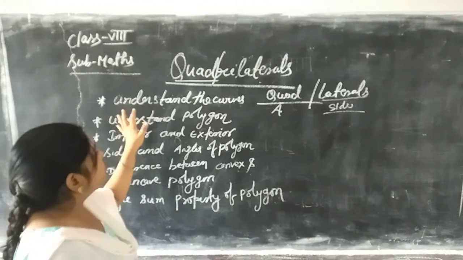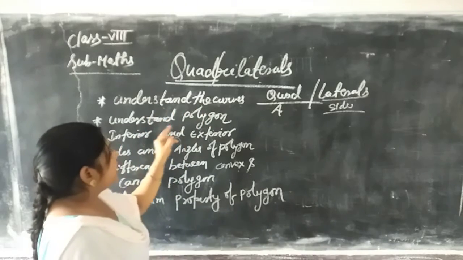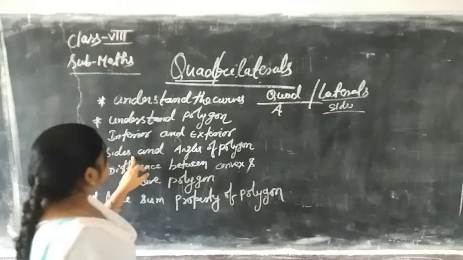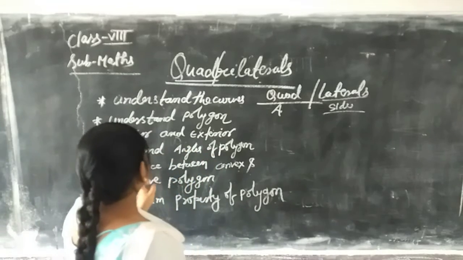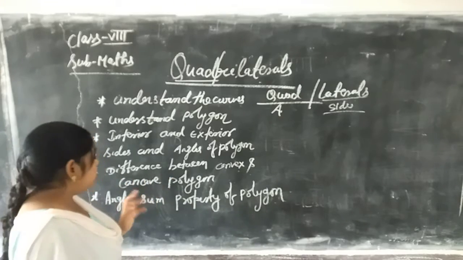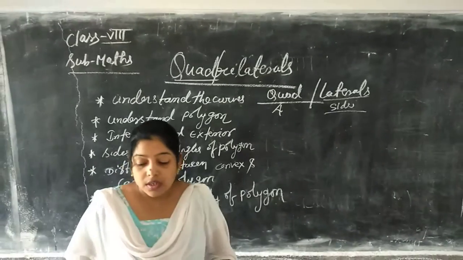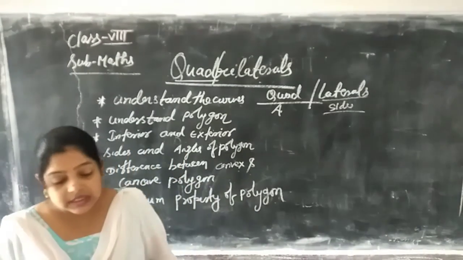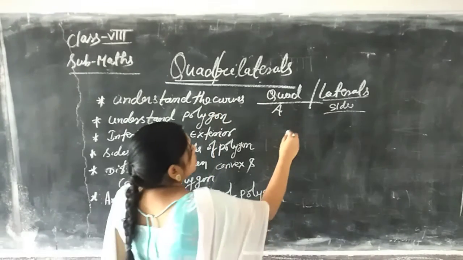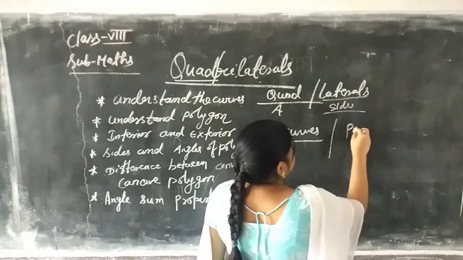So next we start the topic, with some overview of what is coming. The overview in that topic is: understand the curves, understand the polygons, interior and exterior of polygons, sides and angles of polygon, difference between convex and concave polygon, and then the angle sum property of polygon. In that chapter we start first with what is a curve.